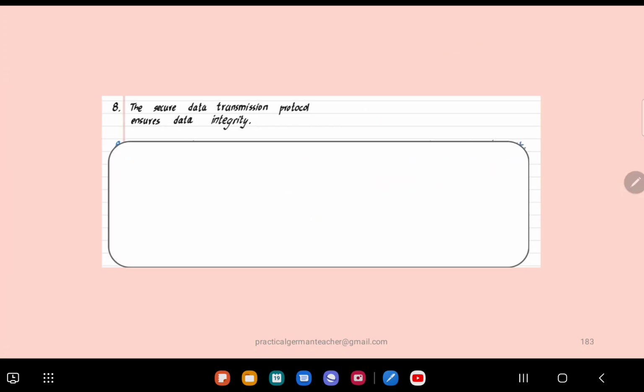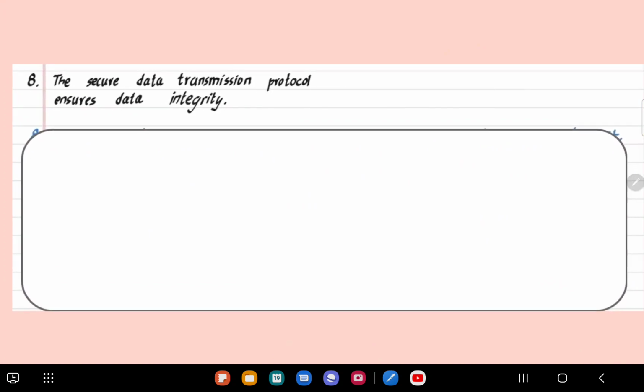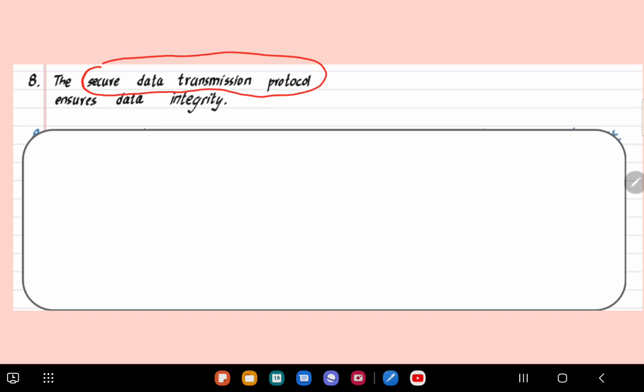There are 3 more examples, I believe, 8, 9, 10. Let's look at the 8th one. The secure data transmission protocol. Again, you don't have to know this one. It's important for me. You don't have to know the German word for this. But you should know how to say ensure. You should know how to say integrity. You should know how to say secure as an adjective.